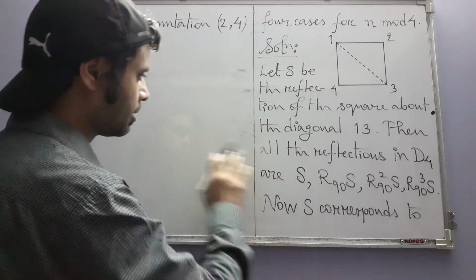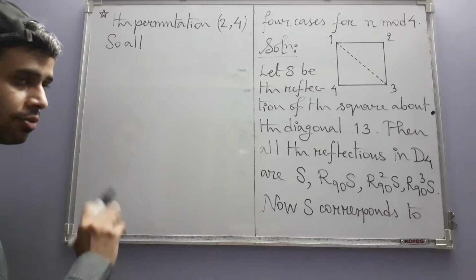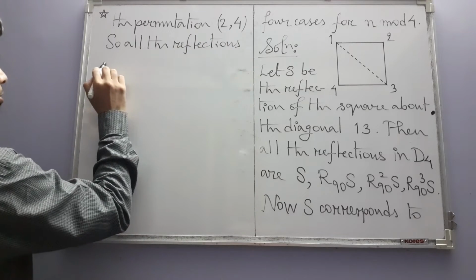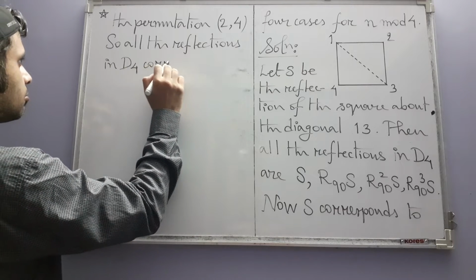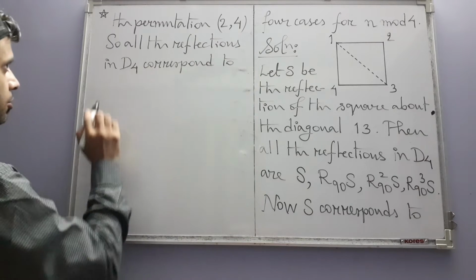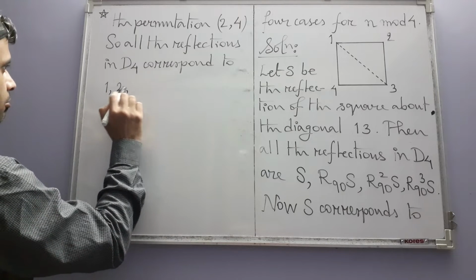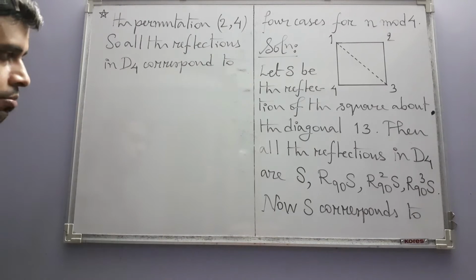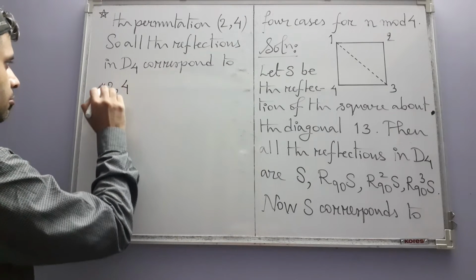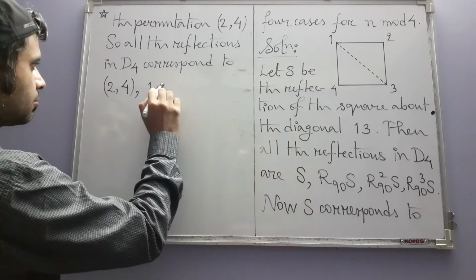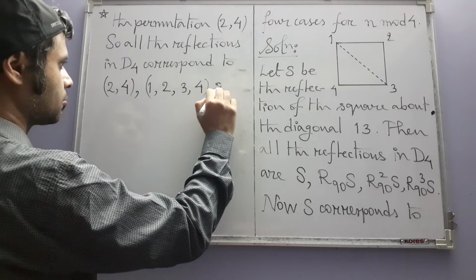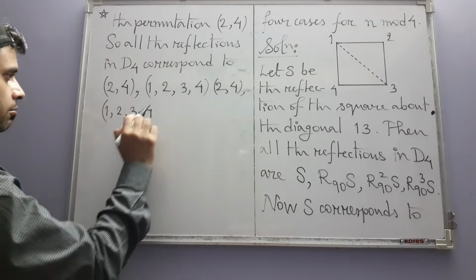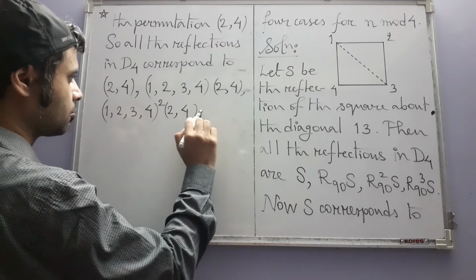And correspondingly we can now write the other permutations which correspond to all these reflections. So all the reflections in D4 correspond to these. For the first one I did not write the 4-cycle because it's just simply S.